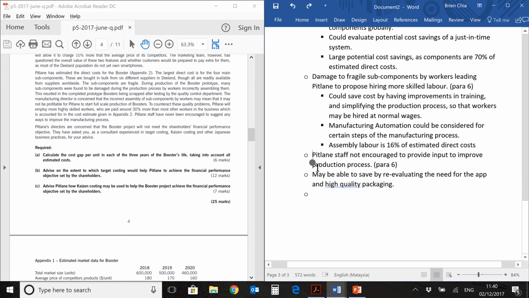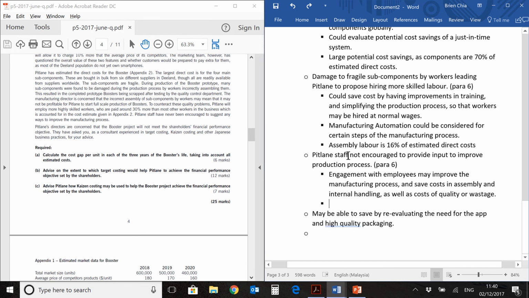The third item that we can take a look at is that pit lane employees are not required to provide input into the production process. You will find that over here. So if we engage our employees, we could find out what are the problems that are leading to these high costs. Like for example, if we engage them and we build rapport with them, we find out why are the subcomponents being damaged and how come some employees are able to handle them without being damaged while others are not. And they could probably give us improvements or recommendations relating to how to improve the production process.